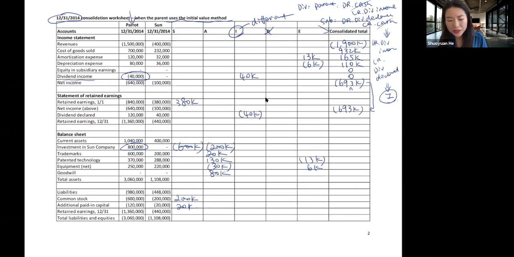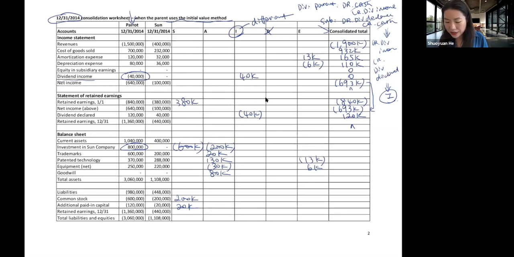On your statement of retained earnings, your beginning retained earnings is 840,000. And then dividend declared is 120,000. If you add up everything in your statement of retained earnings, that will give you ending retained earnings of 1,413,000. This 1,413,000 is carried over to your balance sheet.